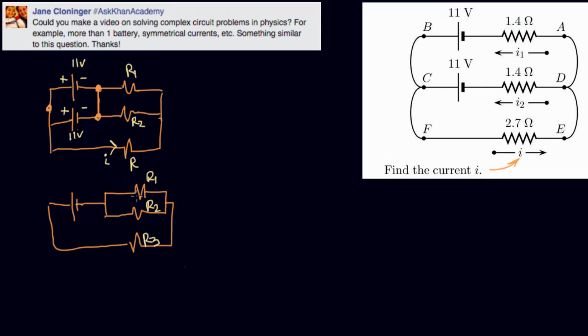So what I recognize right here, in this area, R1 and R2 are in parallel. They have the same voltage on their terminals. That means they're in parallel. I know how to simplify parallel resistors. We'll just use the parallel resistor equation that I have in my head. And that looks like this.